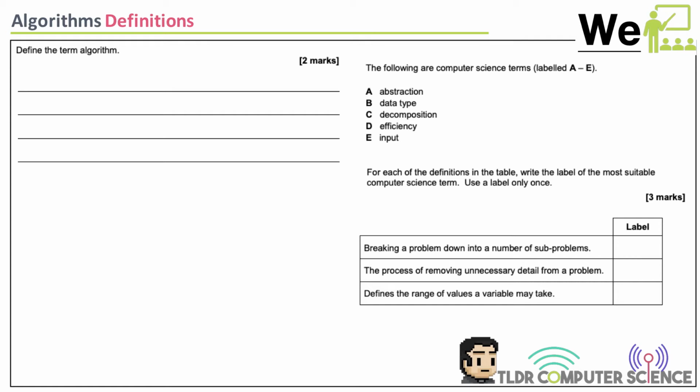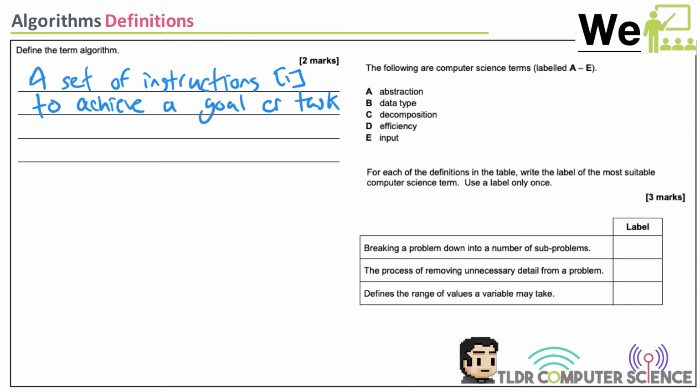The first question we're looking at is defining the term algorithm. The term is made out of two main parts. One of the parts is a set of instructions, so a set of instructions, and the second part, to solve a goal or task. Or to achieve a goal or task. Beautiful.